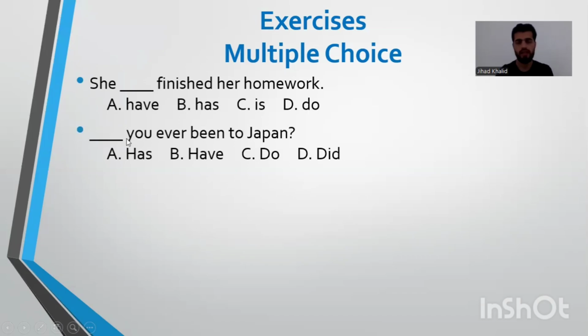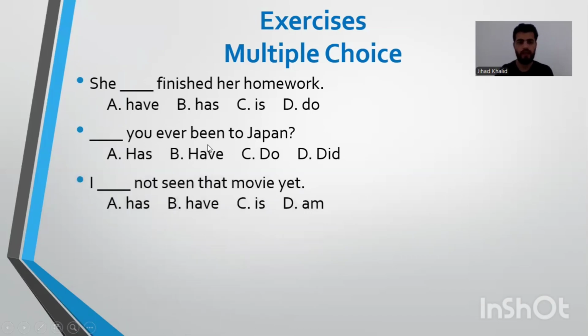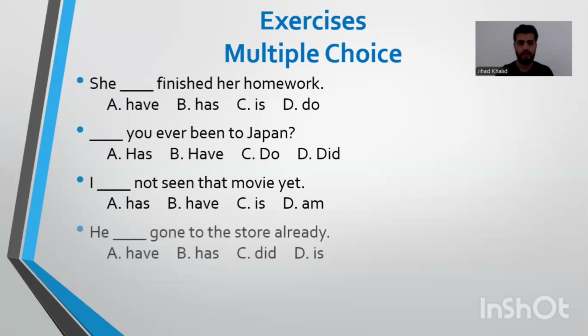After that, blank you ever been to Japan? Because we have you, it should be have. Good job. Have you ever been to Japan? Then it says, I not seen that movie yet. Because we have not, it means this is a negative sentence. That's why we have yet at the end, right? So I is plural. I haven't seen, okay?